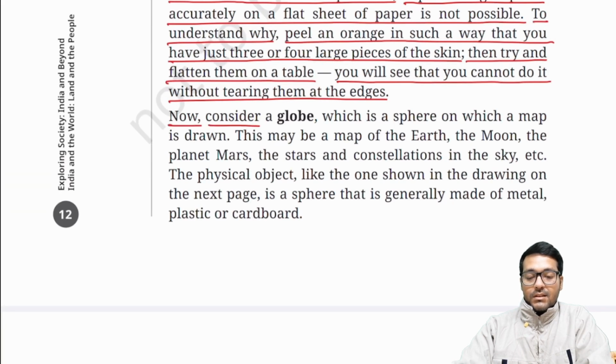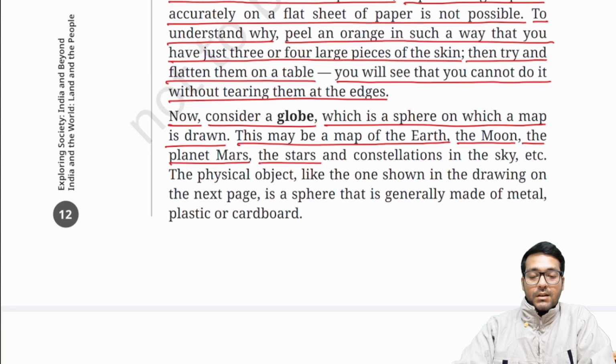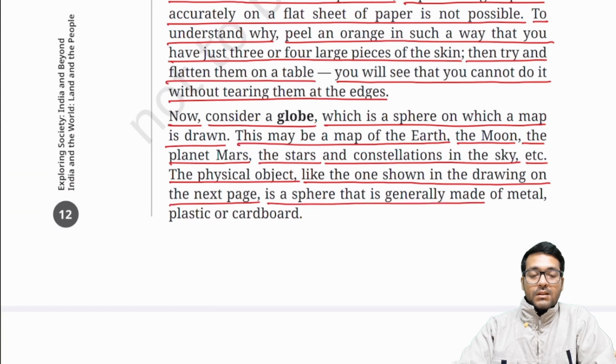Now consider a globe, which is a sphere on which a map is drawn. This may be a map of the Earth, the Moon, the planet Mars, the stars, and constellations in the sky, etc. The physical object, like the one shown in the drawing on the next page, is a sphere that is generally made of metal, plastic, or cardboard.